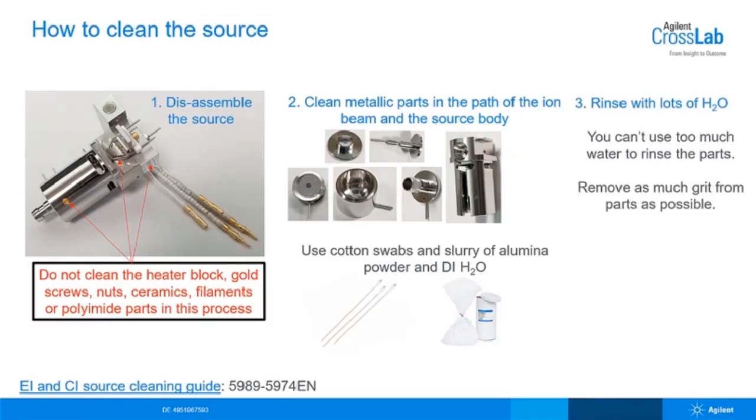After using the slurry and cotton swabs, rinse the parts with lots of water. You can start with tap water and then finish rinsing with deionized or distilled water. The goal of this step is to remove as much, and hopefully all, of that alumina grit, so you can never use too much water in this step.